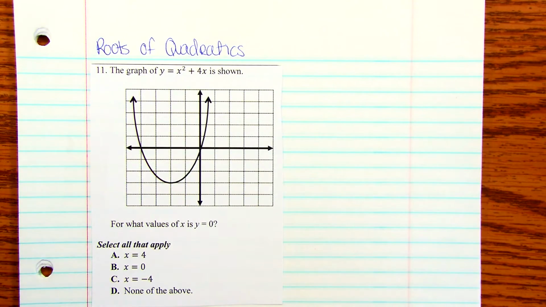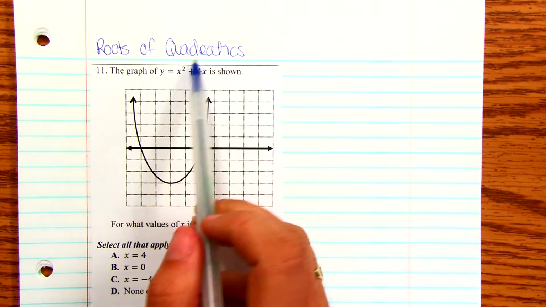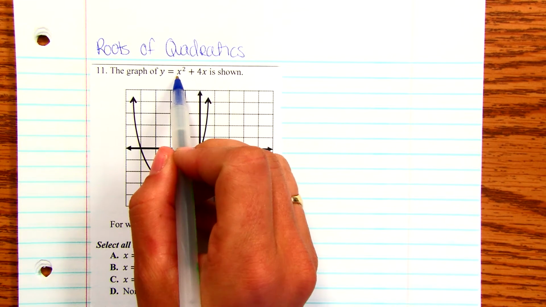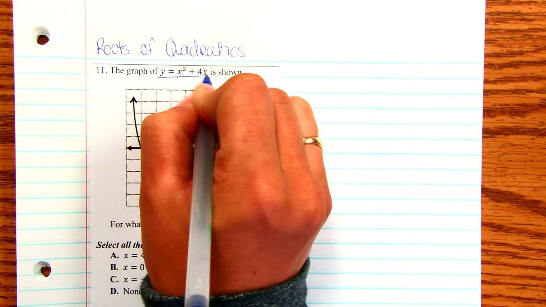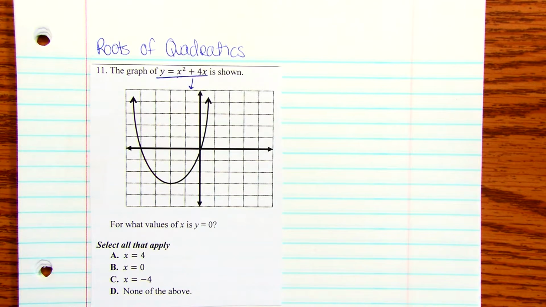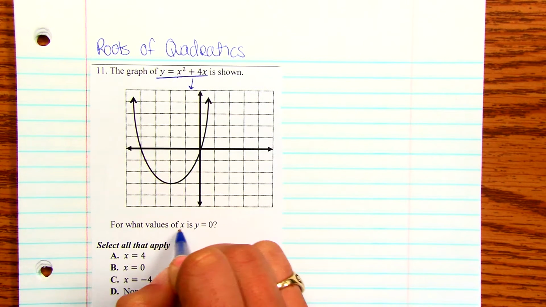Alright, so I'm going to show you how to use roots of quadratics to answer this question. So the graph of y equals x squared plus 4x is shown. So we know this is this graph. Okay? For what values of x is y equal to 0?